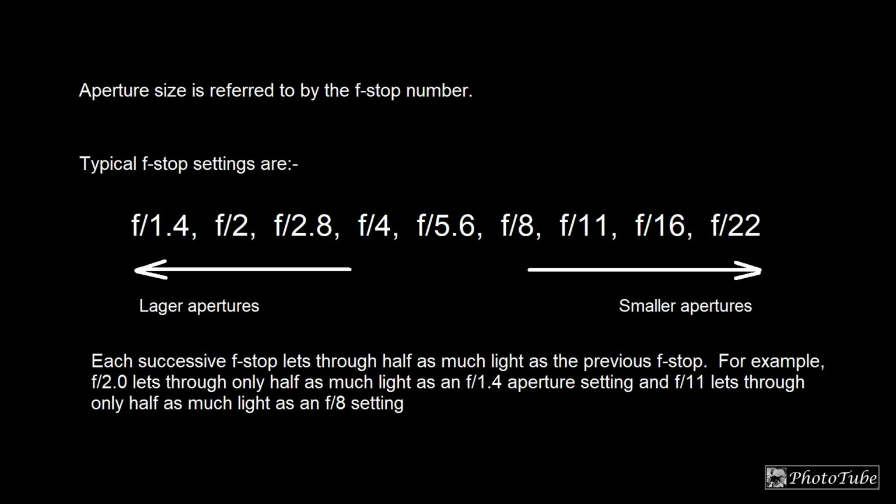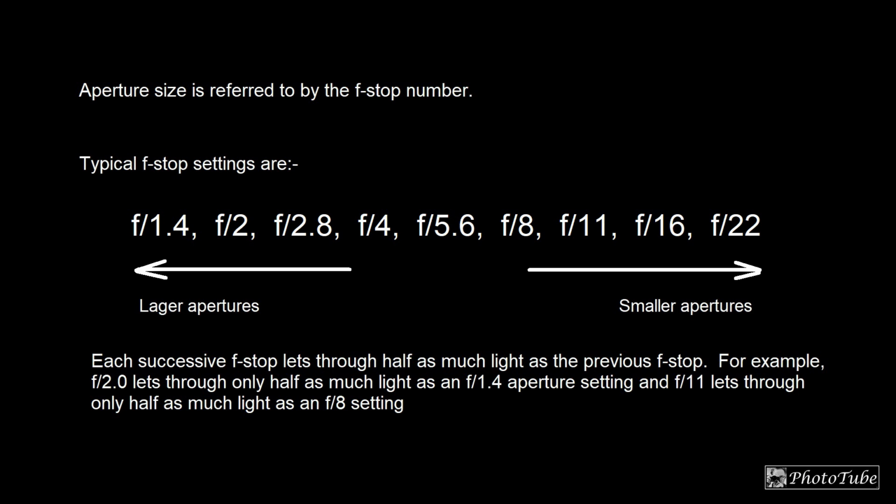On some cameras, the aperture is set using an aperture ring on the lens, and with others, it is set by a control on the camera body. Some camera systems even give you the option of doing it either way.